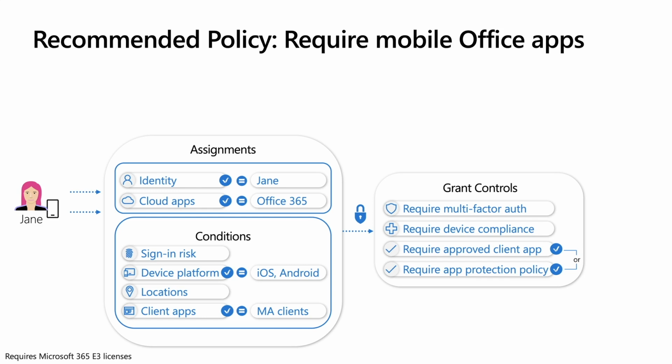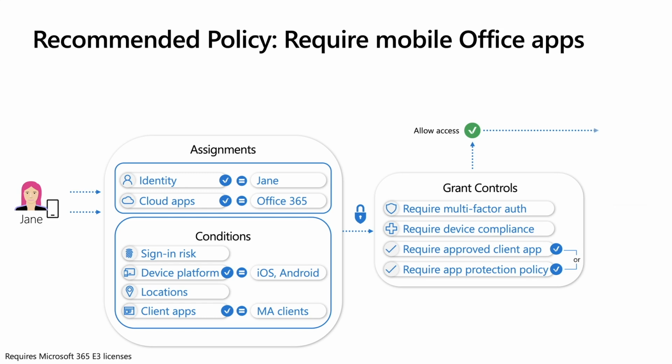From a condition standpoint, we're going to focus on 2 key conditions: device platform and client app. We're going to target this conditional access policy against iOS and Android devices, and we're focused on modern authentication capable apps. This is an allow policy, so we're going to take advantage of our grant controls, require approved client app with an or operator, and require app protection policy.